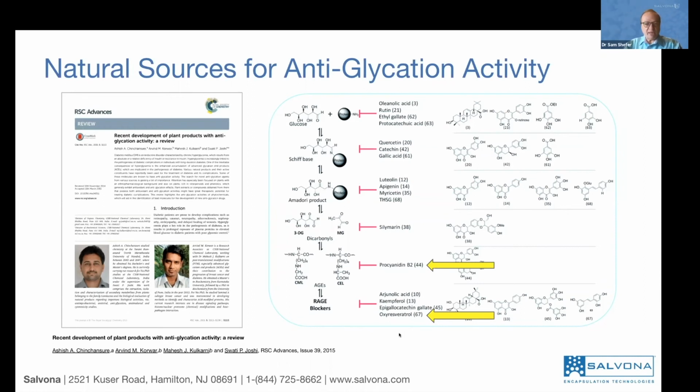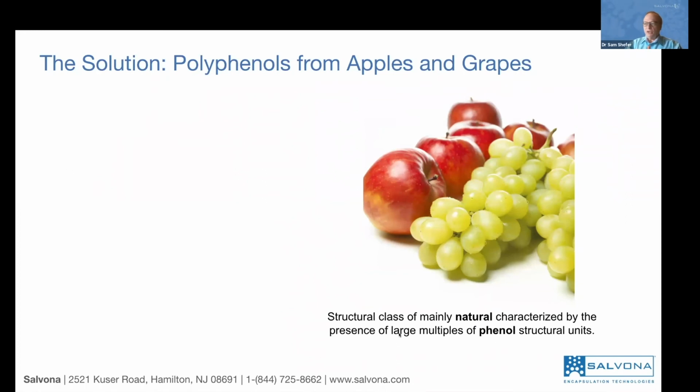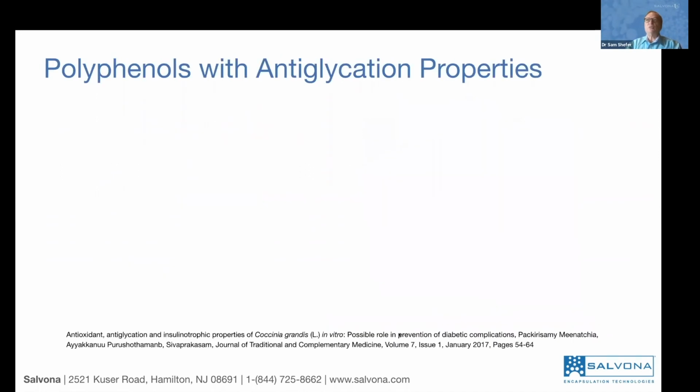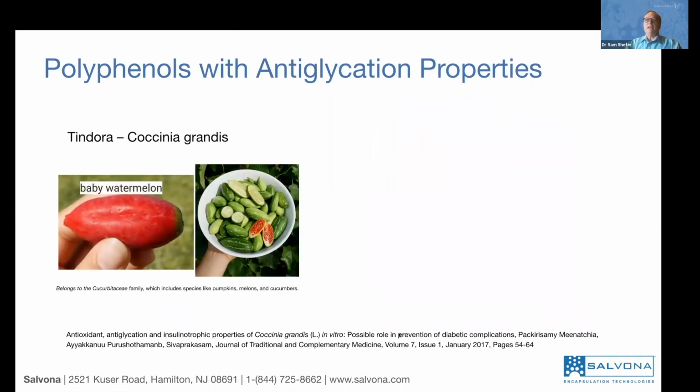So where can you find these two? You know that you can find them in very common fruits like apple and grapes. They all contain polyphenols, and polyphenols that we are already familiar with, like resveratrol. And now I'm going to talk about procyanidin, which is a more complex polyphenol. So now we understand we have these two polyphenols. And what can they do? These are not the only fruits that can be used to stop glycation.